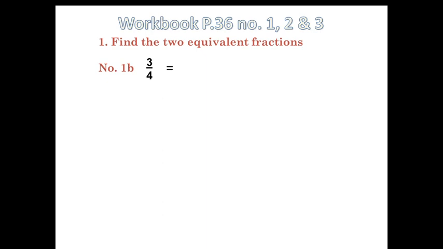Next, take a look at your workbook, page 36, number 1, 2, and 3. Now open your workbook. Now look at number 1. The instruction is to find the two equivalent fractions. Number 1b. 3 over 4 equals, as we can see, 3 times 2 equals 6, 4 times 2 equals 8. So it equals 6 eighths.